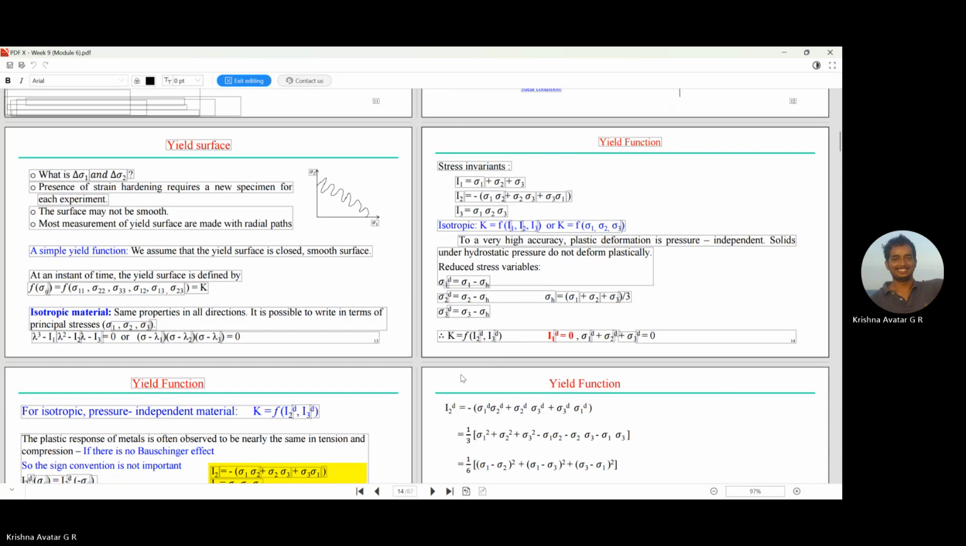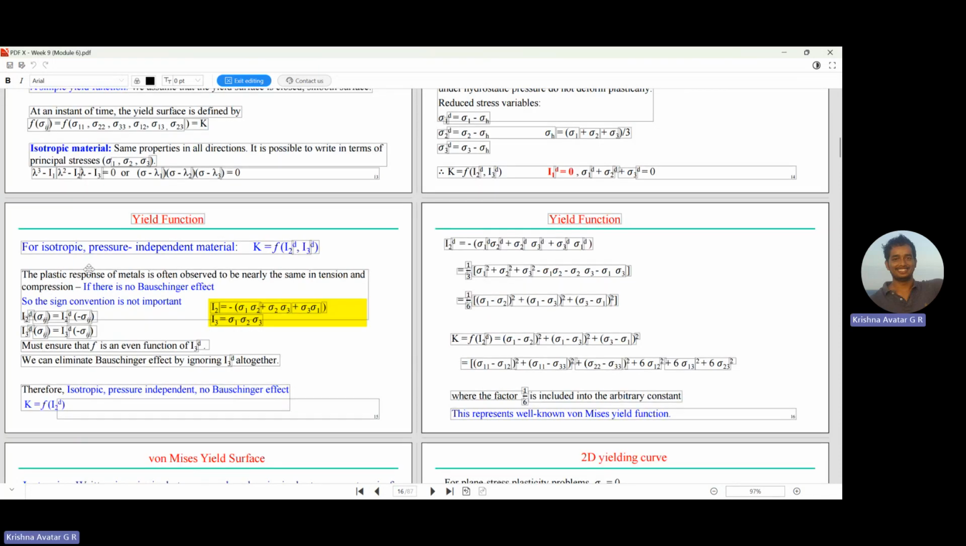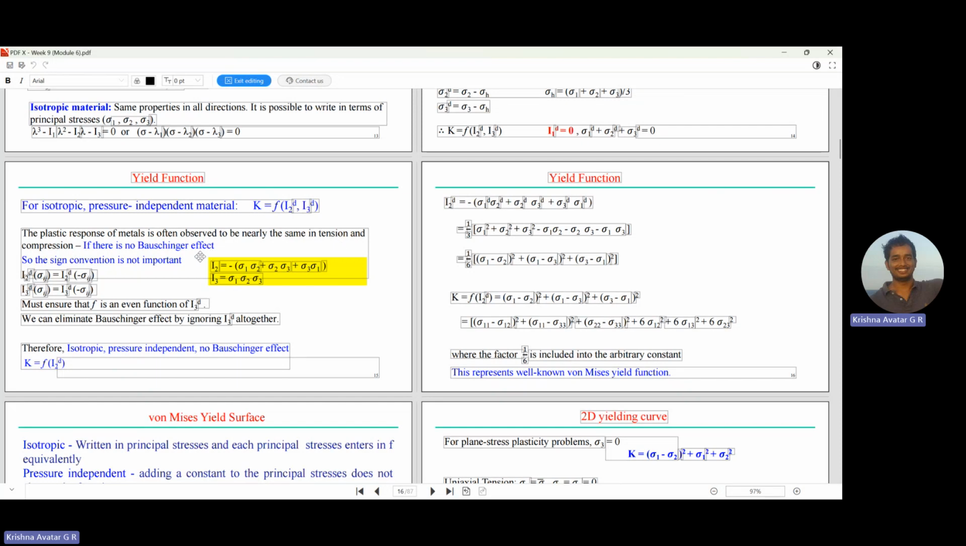So that is the yield function for the isotropic pressure independent material. In this case, the plastic response of the material is often observed to be nearly the same in tension and compression. This is only if there is no Bauschinger effect. So the sign convention here is not important, in the sense that even if we change the signs of every term, it should not affect the second invariant. Say sigma 1 is replaced by minus sigma 1, sigma 2 by minus sigma 2, and sigma 3 by minus sigma 3; we see that minus sigma 1 into minus sigma 2 is still sigma 1 into sigma 2. Which means that I2, the second invariant, is unaffected.